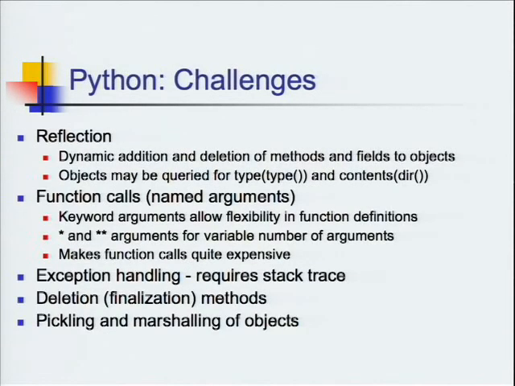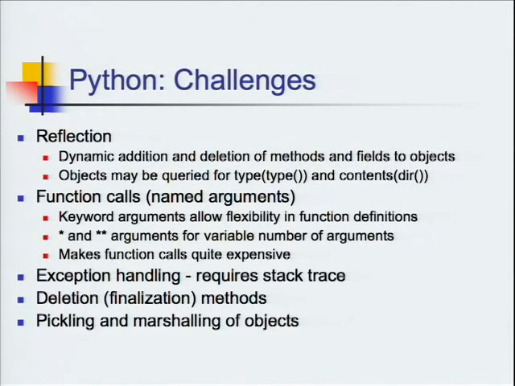There are some challenges which are specific to Python for anybody who's trying to compile Python. First of all, there's reflection, which means you can add and delete methods and attributes to objects very dynamically, in particular classes. Then objects may be queried for type by using a type function, and using the dir function, you can query an object for its contents. In some cases, you can also modify the type and the contents.